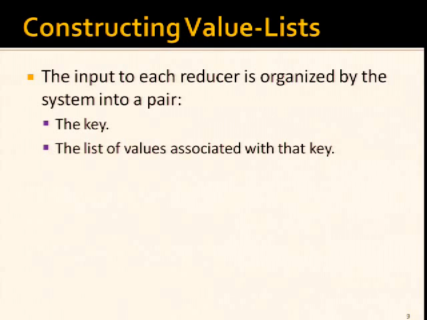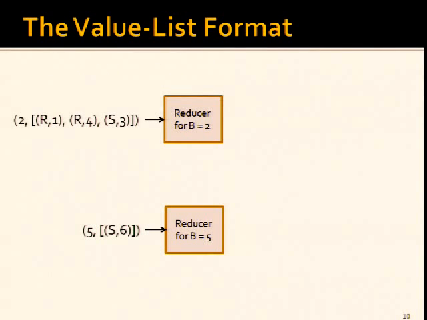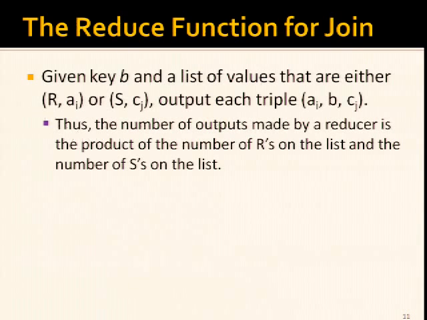Okay. Now, a small matter is that the system actually doesn't just throw a bunch of key value pairs at a reducer. Rather, it organizes them. The key appears once, and then associated with it is a list of all the values that are associated with that key. So here's what the two reducers actually get to see. The key is 2, and then there's a list R1, R4, and S3. Okay, now what does the reduce function do? So far I've been talking about the mechanics of MapReduce. Now I actually have to write a particular reduce function.